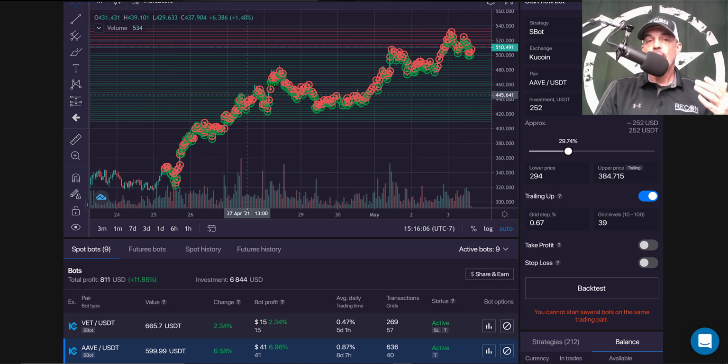And it's not quite as parabolic as Matic, but nonetheless, without the trailing up feature, I would have been outside of the kill zone and not captured the additional profit available in this overall move.